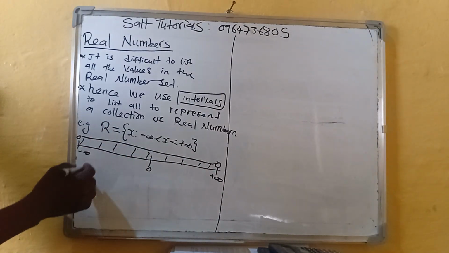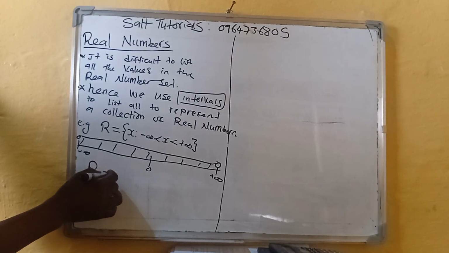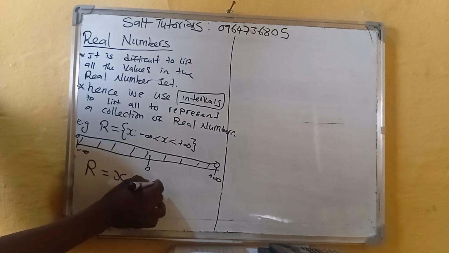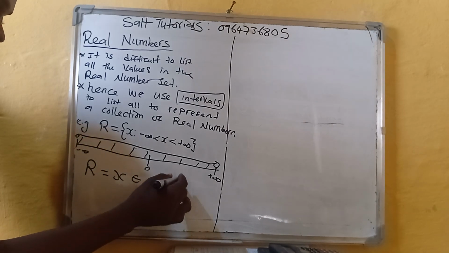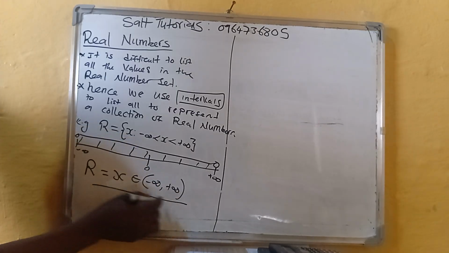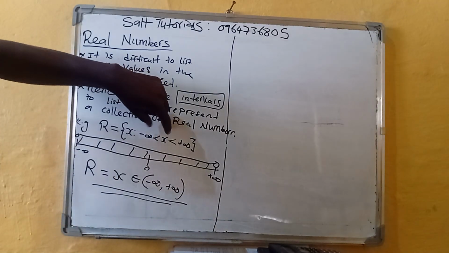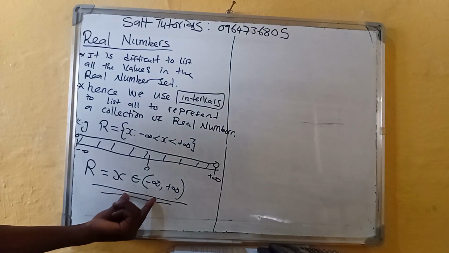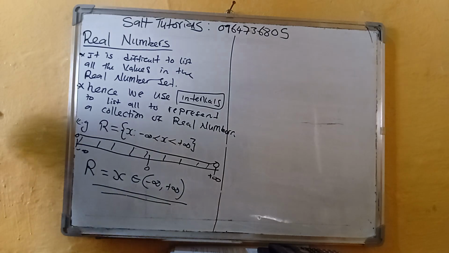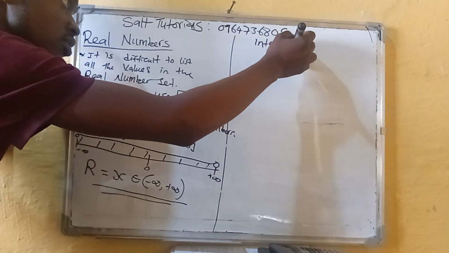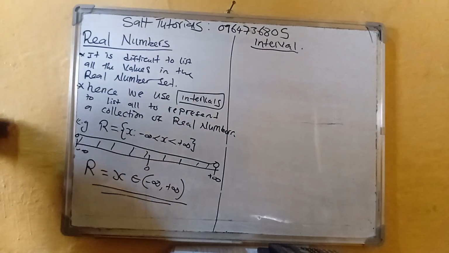So hence, in interval form, the R, which is the real number set, can also be written as x is a member of negative infinity, positive infinity, in that manner. Though we'll have to look at the meaning of how to represent such cases. So this description can be the same as that description. So now, let's look at the aspect of what is an interval. What is an interval?